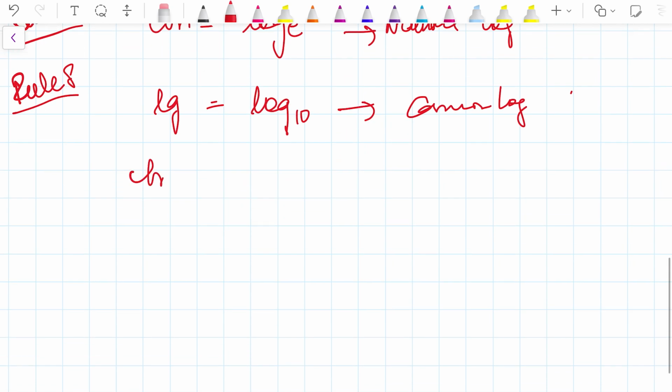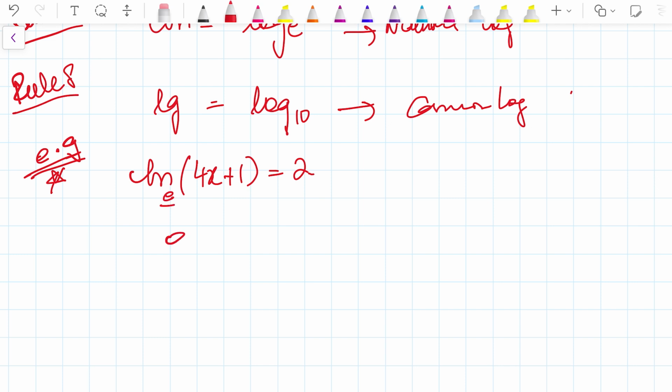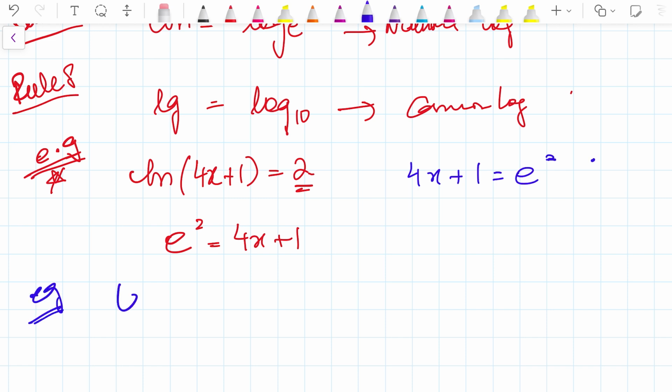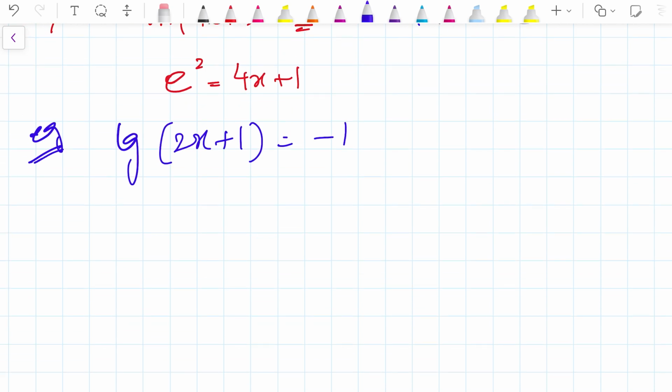Okay, so if you have something like ln of 4x plus 1 equals to 2, we know that the base is e here. So base to the power is equals to coefficient. We're using the first rule. And for a shortcut form, when we have to shift ln to the other side, it becomes 4x plus 1 is equals to e power 2. Similarly, for lg, when we have lg of 2x plus 1 equals to minus 1, lg means that the base is 10. So when lg goes on the other side, it becomes 10 to the power minus 1. And then you can solve this linear equation.